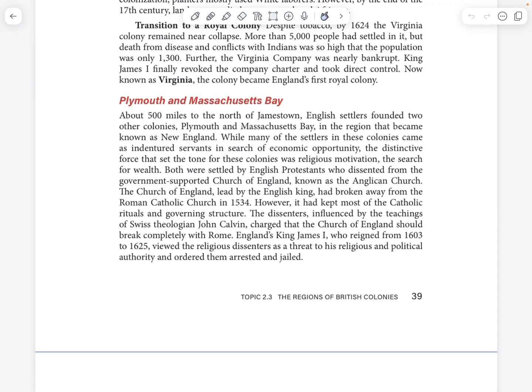The Church of England, led by the English king, had broken away from the Roman Catholic Church in 1534. However, it had kept most of the Catholic rituals and governing structure. The dissenters, influenced by the teachings of Swiss theologian John Calvin, charged that the Church of England should break completely with Rome. England's King James I, who reigned from 1603 to 1625, viewed the religious dissenters as a threat to his religious and political authority and ordered them arrested and jailed.